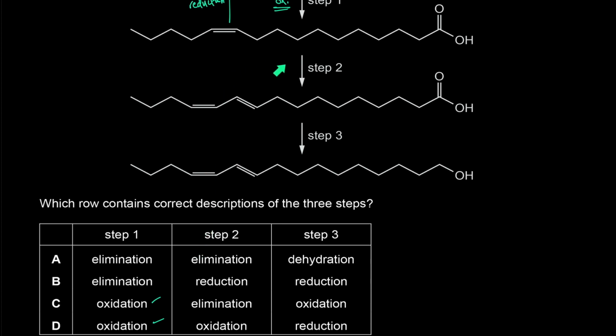Step 2, on the other hand, what you're doing is you're making another double bond. So again, from alkene to alkane, it's reduction. If you guys remember, hydrogenation, addition of hydrogen. So from alkane to alkene, it is again oxidation, right? And in step 3, what we're doing is converting a carboxylic acid into a primary alcohol. So that type of reaction is called a reduction reaction, right? So then we have reduction taking place over here. Okay, the answer is D.